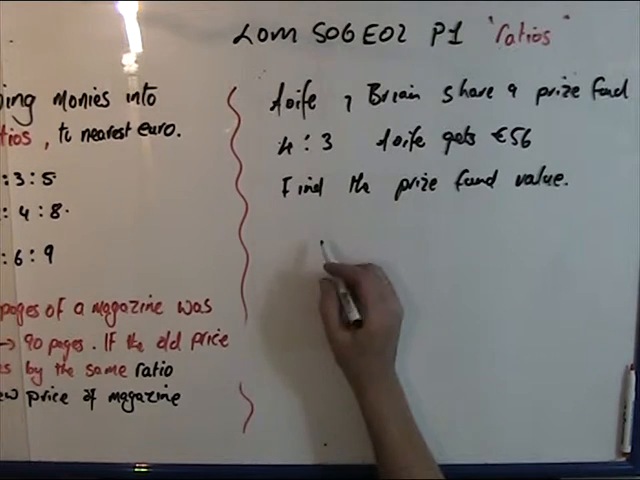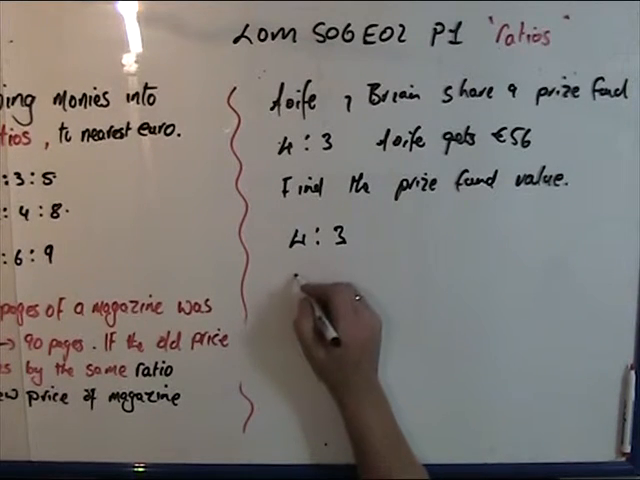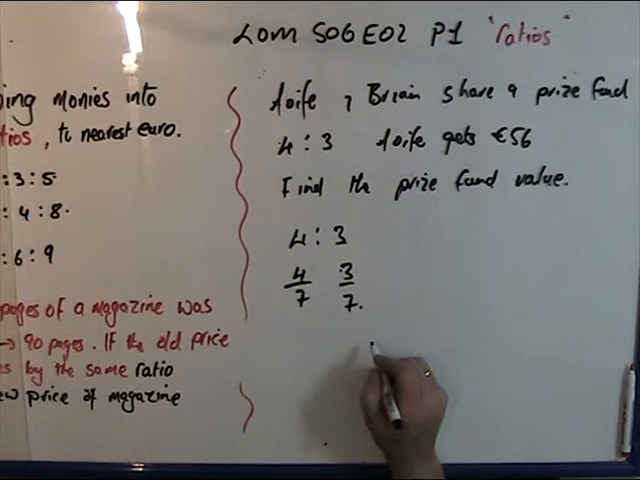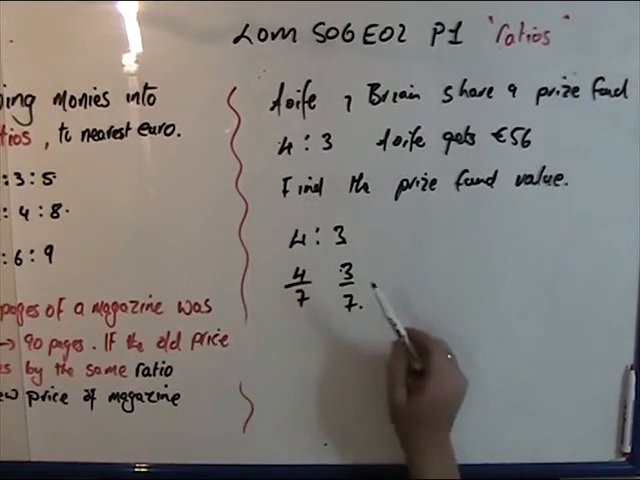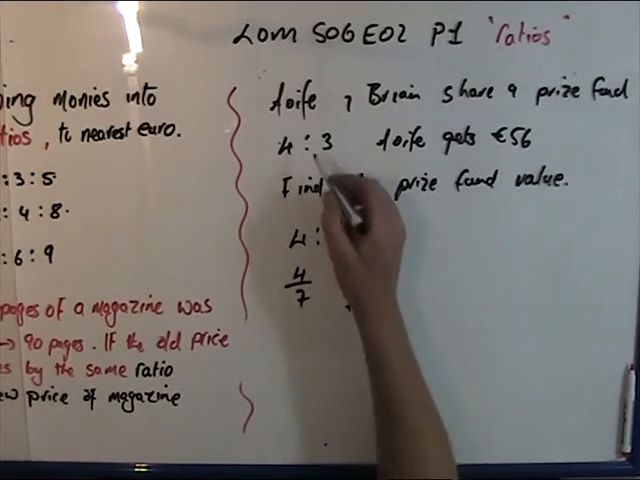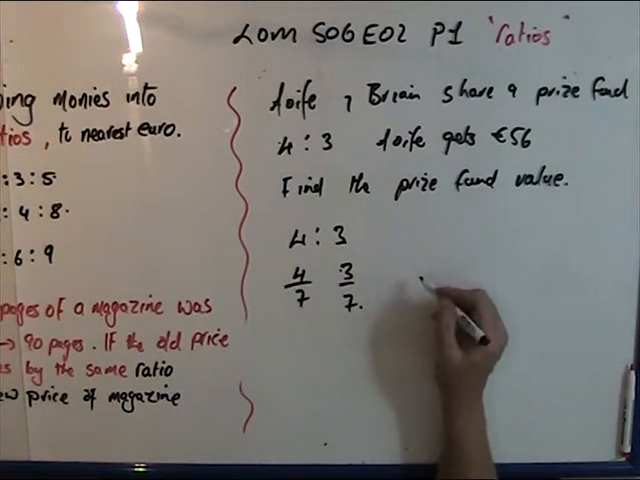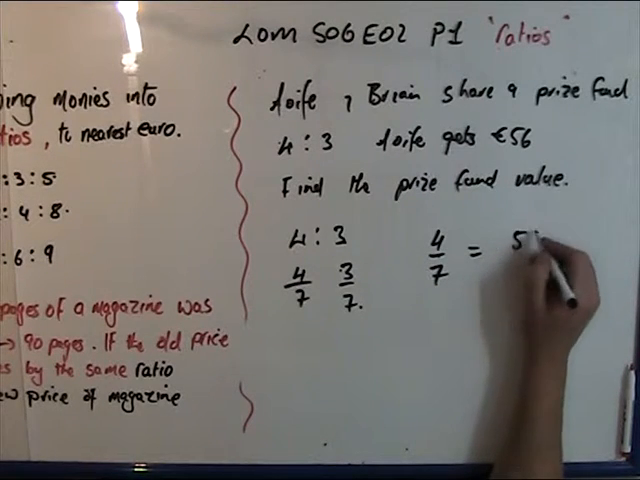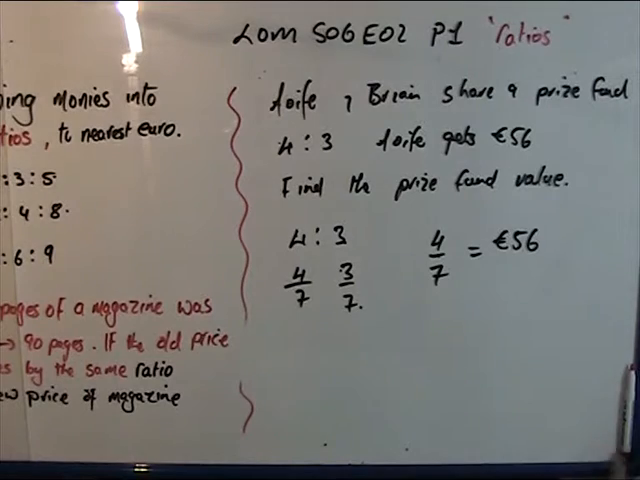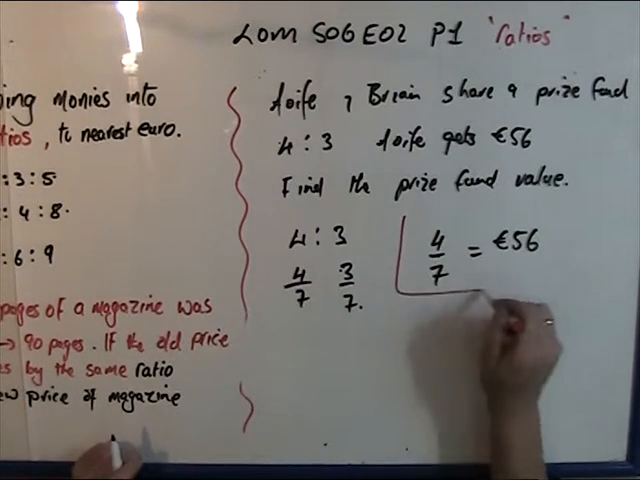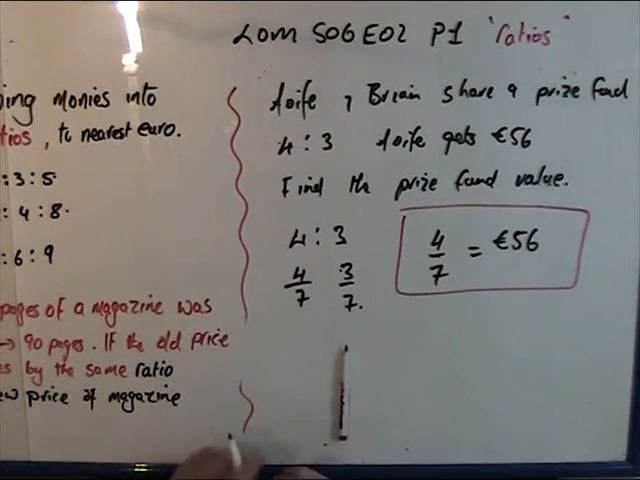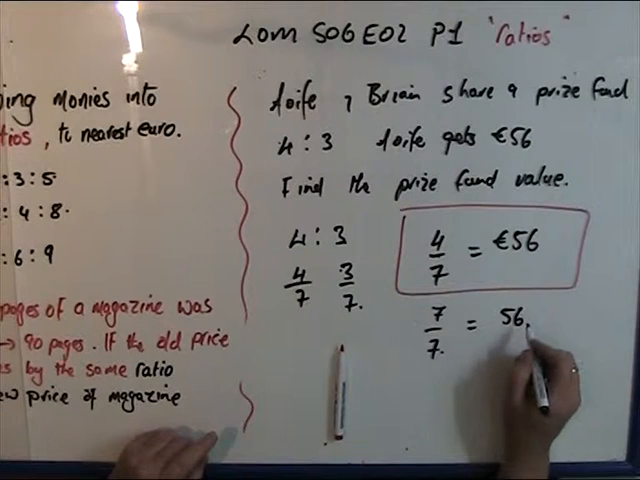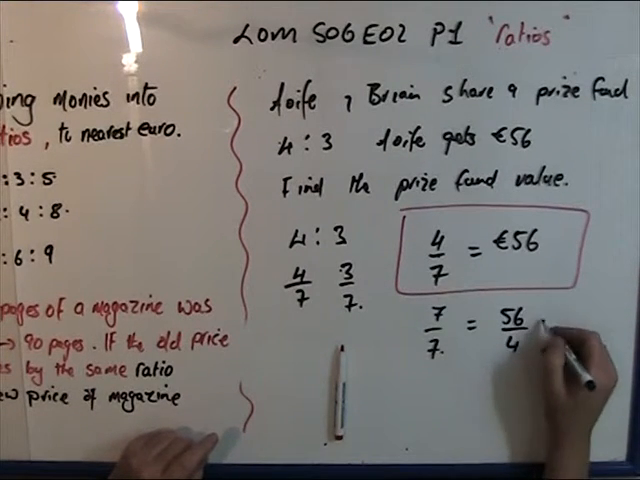Now, we're looking at the 4:3, and we add these ratios, and it becomes 4/7 and 3/7. So there are the fractions. Aoife is the 4, so 4/7, because Aoife comes first, respectively. So 4/7 is equal to 56 euros. Now, how do I find 7/7? Well, I must divide 56 by 4. That will give me 1/7, and then multiply it by 7.